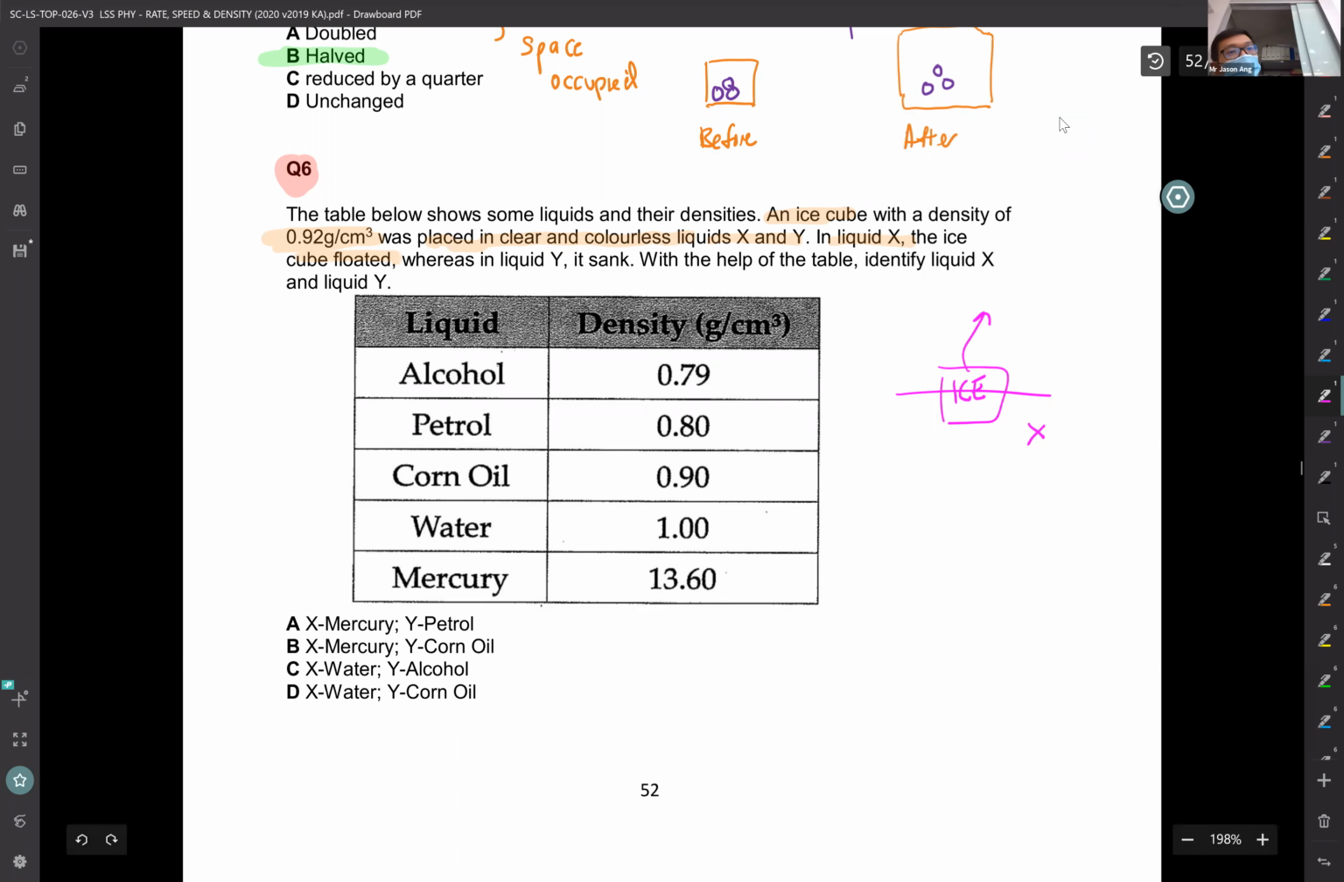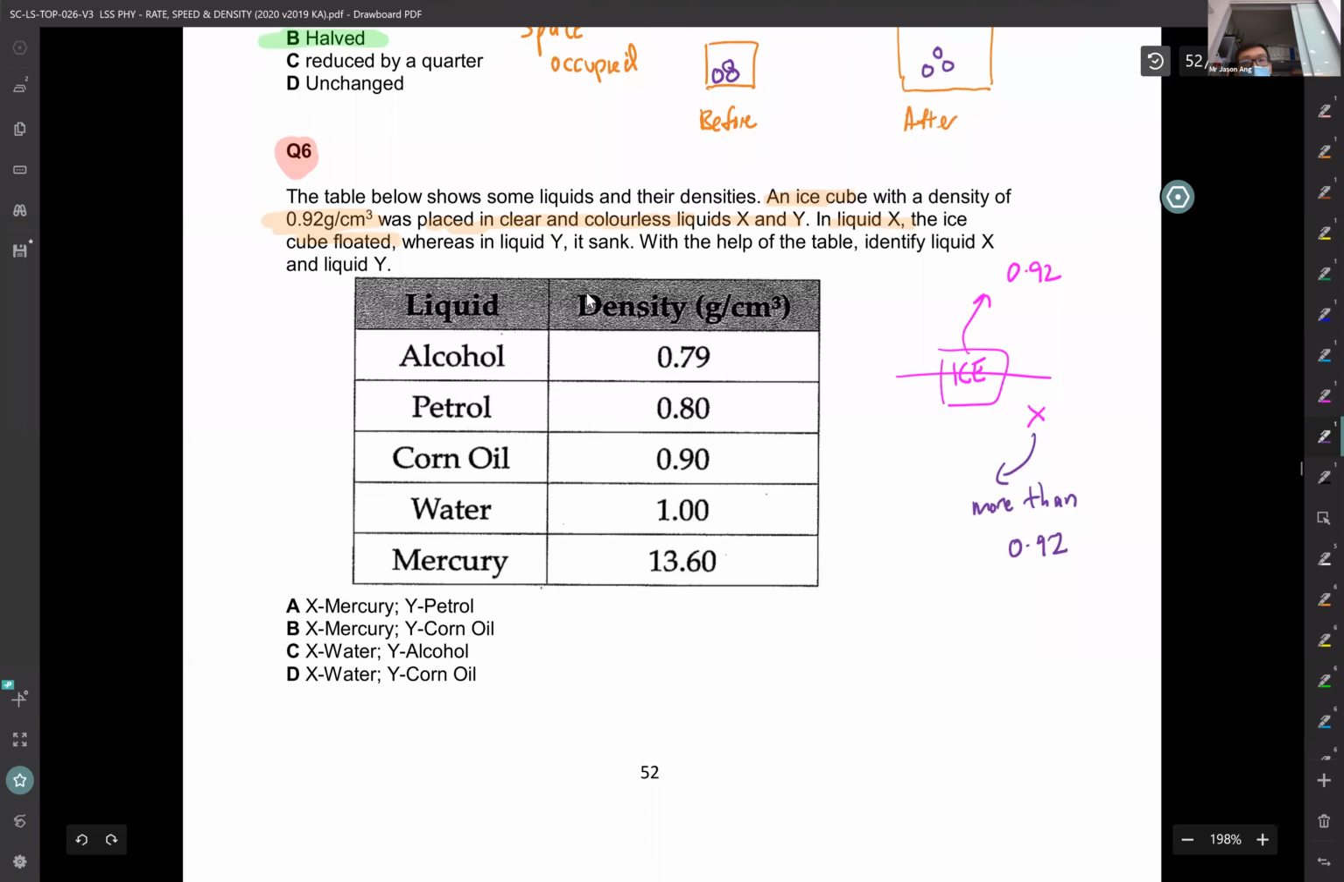Now, what is the density of ice? It is 0.92. Okay, so for it to float, what can you conclude about X density? More or less than 0.92? More or less? More than 0.92. Is this clear? Because it can float. Then, in liquid Y, it sank. So what you're going to do is draw liquid Y and then draw the ice cube below. So if you know the density, it's 0.92. What can you conclude about the density of Y? It must have been less than 0.92.